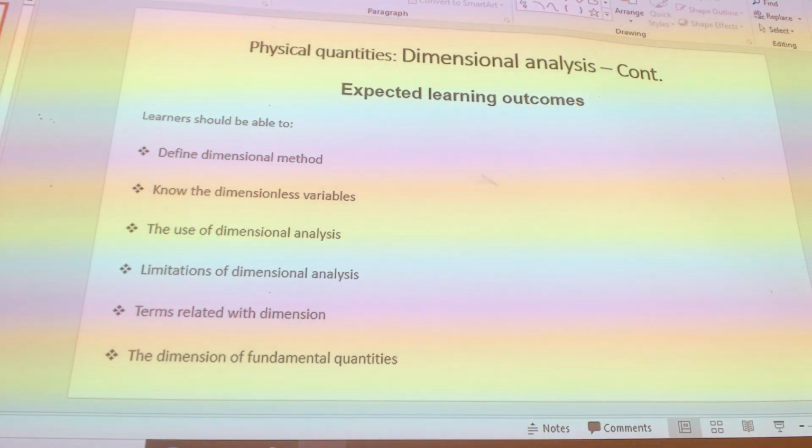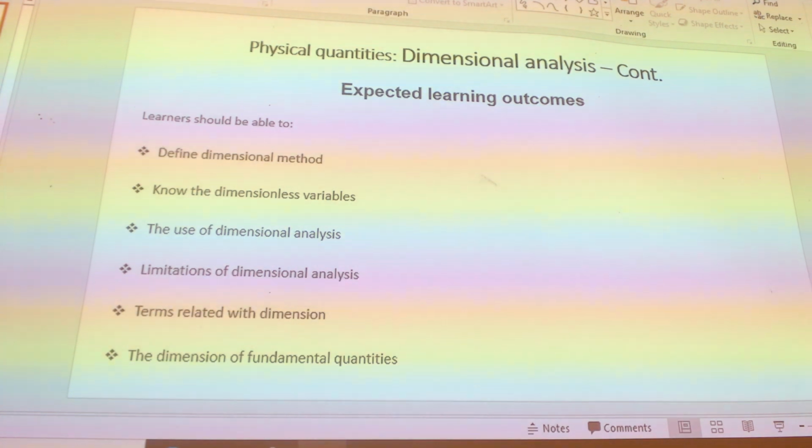But before going further, there are certain things we have to take note of. Let's say you have gone through the video. What are the expectations for learners? One expectation is that the learner should be able to define the dimensional method. The learner should know variables which are dimensionless, or quantities without dimension. The learner should know the uses of dimensions, and some of the limitations of dimensions.